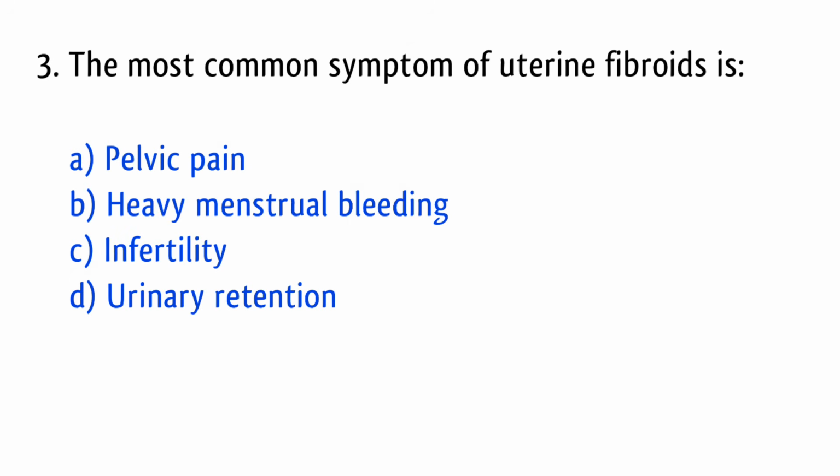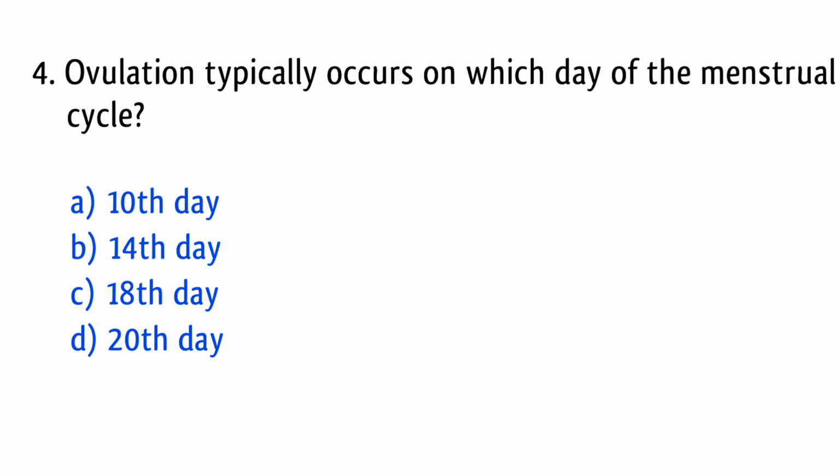Question number 3. The most common symptom of uterine fibroids is. The right answer is option B, heavy menstrual bleeding. Question number 4. Ovulation typically occurs on which day of the menstrual cycle? The right answer is option B, 14th day.